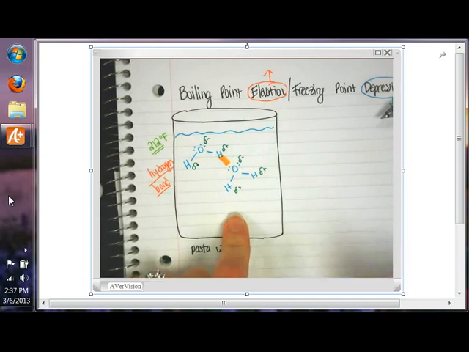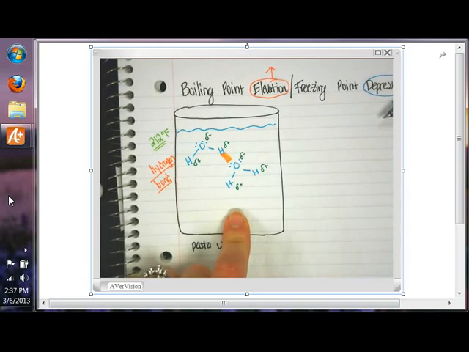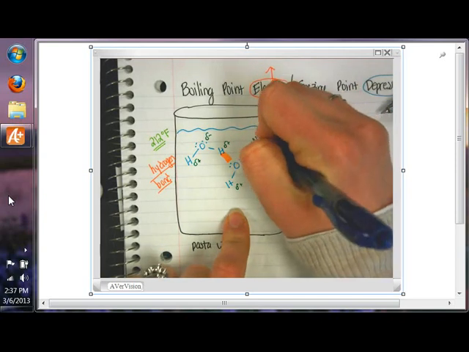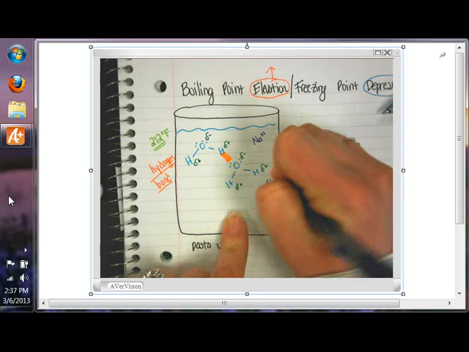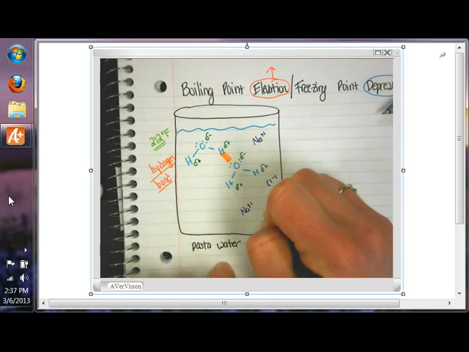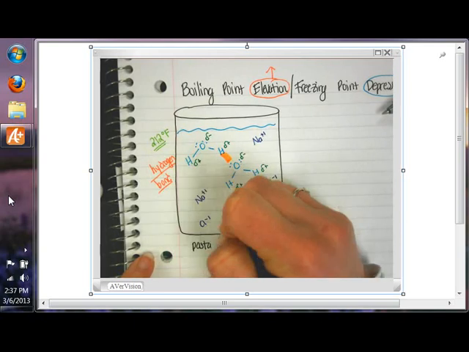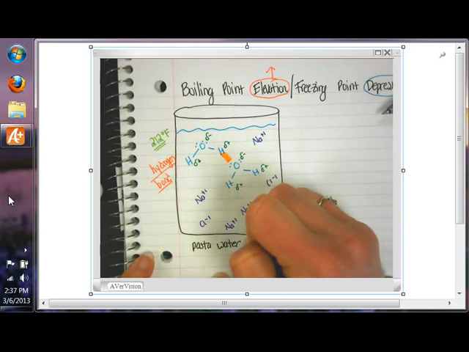Now, your parents might add salt to the pasta water. So I'm going to go ahead and add in some sodium chloride, some NaCl. I'm going to say Na plus 1, Cl minus 1, and repeat that a few times.